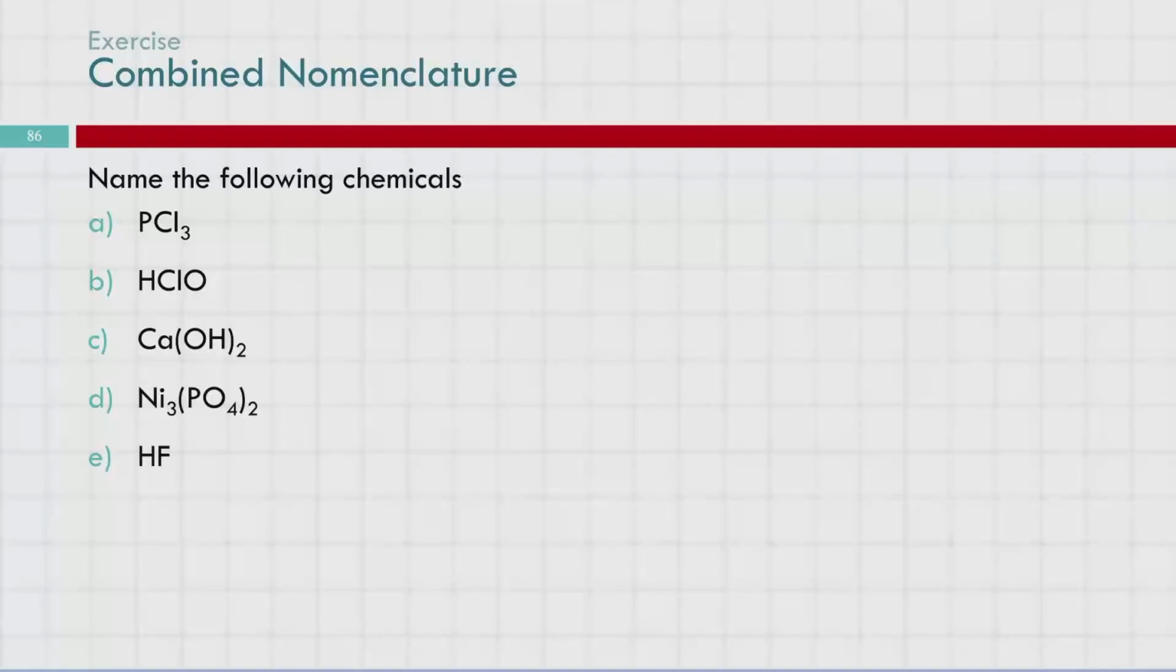So first things first, what kind of compound are we dealing with, PCl3? Is it ionic, molecular, acid? It is molecular. It's molecular because what kind of elements do we have? It is nonmetals only, which makes it molecular. Molecular compounds use prefixes.